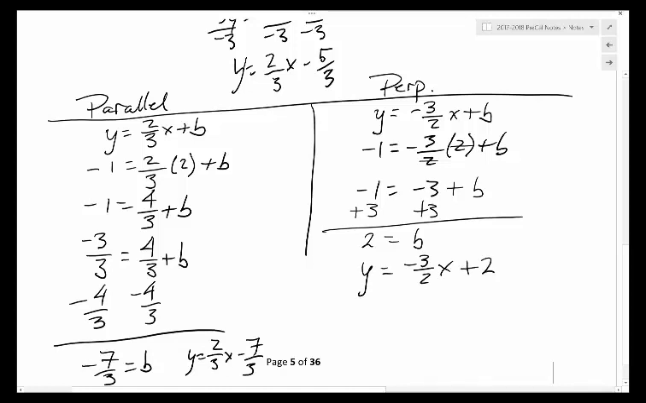So what this has given me are two equations. The equation on the left is parallel to the original equation and passes through the point (2, -1). The equation on the right is perpendicular to that line and passes through that point as well. And that concludes our lecture for today.